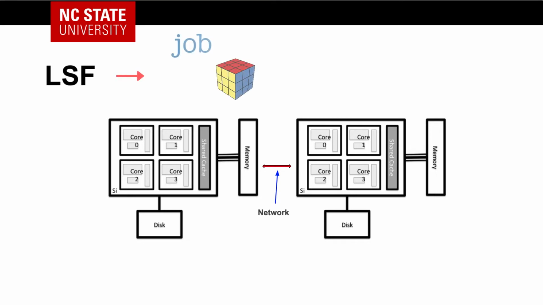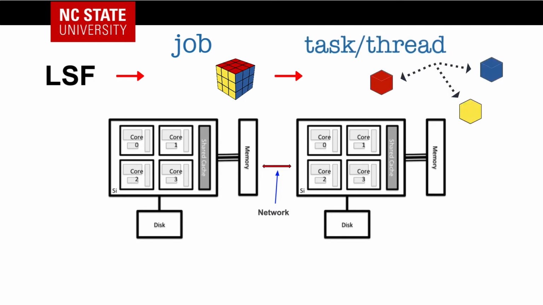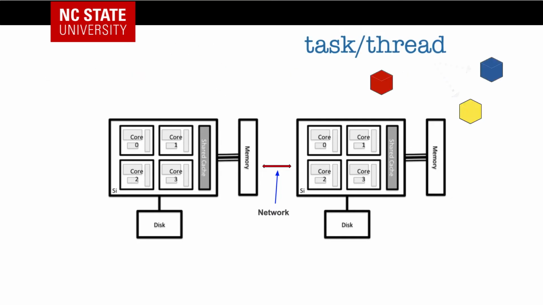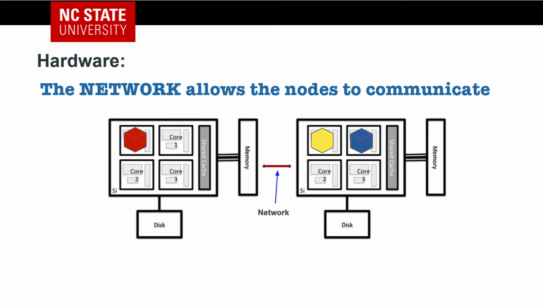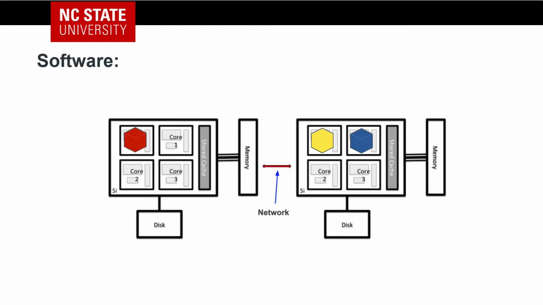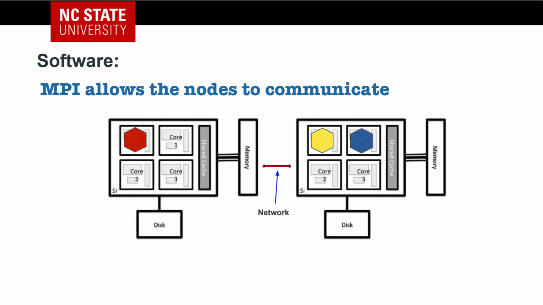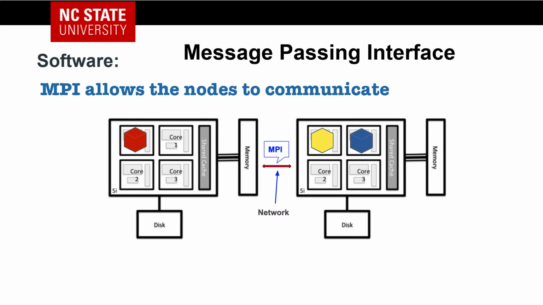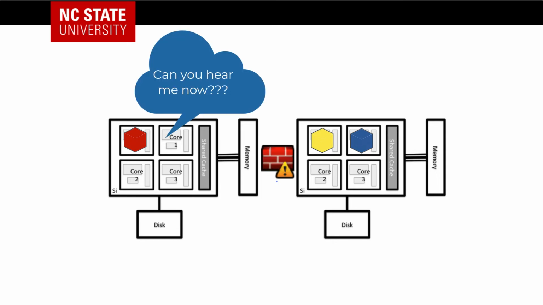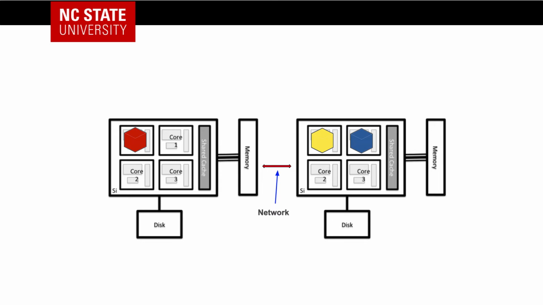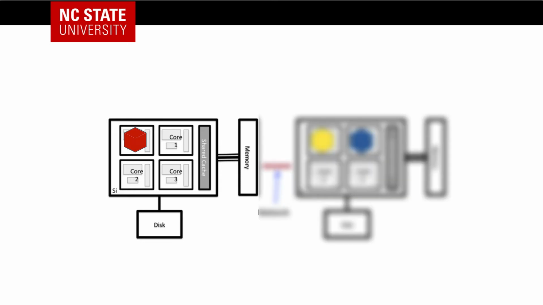You submit a job with LSF, and if the job is a parallel job, it can be broken up into tasks or threads. You need to reserve one core for each task or thread. The network is the hardware that allows the two nodes to communicate, but the software that allows this communication is called MPI, or Message Passing Interface. If you or whoever wrote your application did not program the code to use MPI, your code cannot communicate over the network. Without MPI, the cores on one node cannot access the memory of another node.